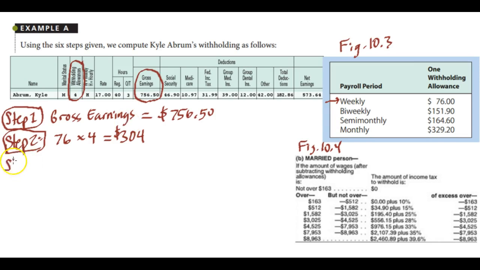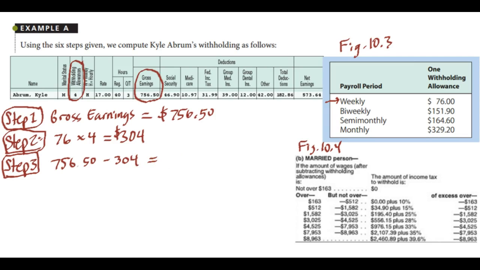And then we go into step 3. Step 3 is just having us take that amount that we found from step 2 and subtract that from our gross earnings. So we're going to take $756.50 minus $304.